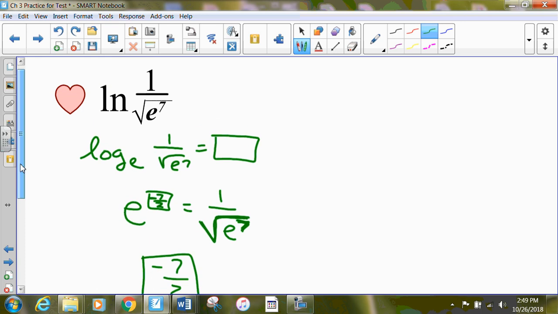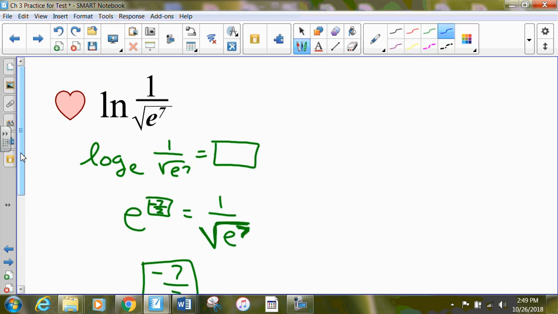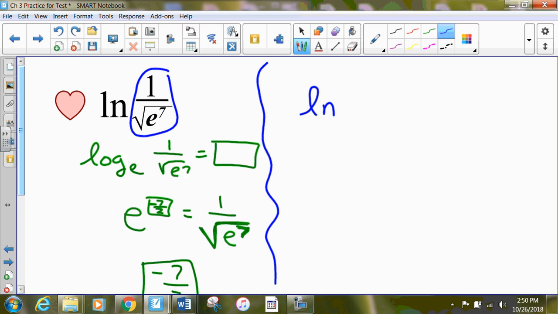The next way would be to just use the same strategy we did with the first problem and say, I don't like it when I have a root in my log problem. So how could I rewrite this? Well, I'm going to rewrite the root of e to the 7th over here, and then I'll put it back in the natural log problem. So I know that I could rewrite this bottom part as 1 over e to the 7/2, right?